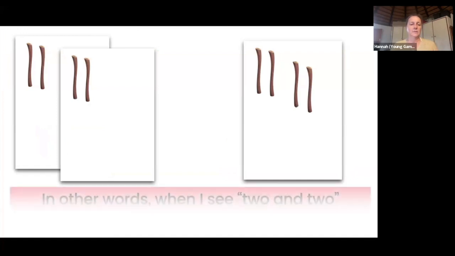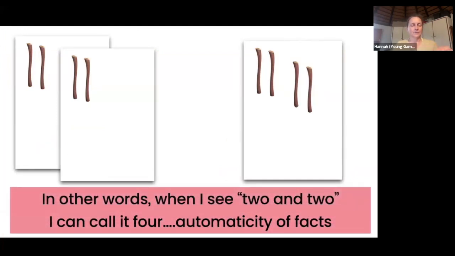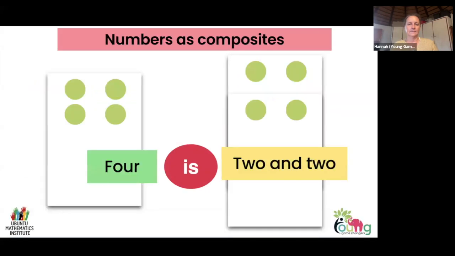So then we start with these as well. When I see 2 and 2, I see 2 and 2. It's literally what I see, but I know the name is 4. If I see 4, I also know that it can be called 2 and 2. So there's a two-way street here.